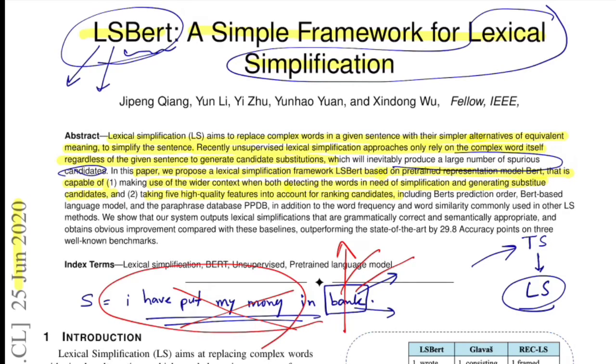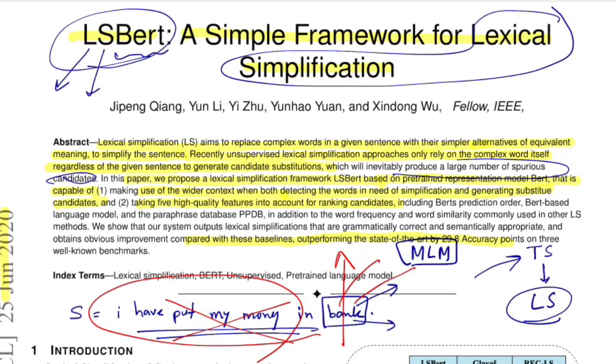So as you might already be familiar with what BERT is and how it works, you might have already guessed this is going in the direction of masked language modeling, where we try to predict all the masked words in a sentence using the context words. They say when compared to the baselines, they outperform the current state of the art by 29.8 accuracy points, which is huge. Okay, let's move forward.